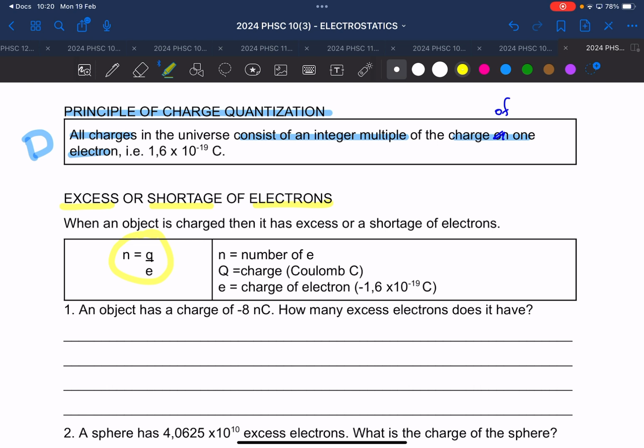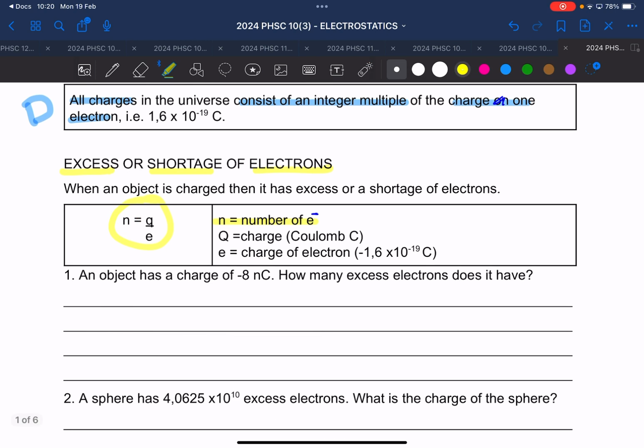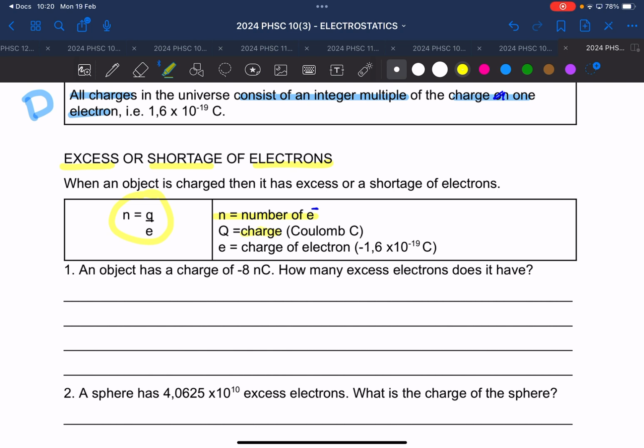Okay. But you have this formula on your data sheet. It will be given to you in a test or exam. Yours is just a capital letter Q. Okay, but it means the same thing. So if you want to know how many electrons, so N stands for the number of electrons something has an excess or shortage of, then you're going to take the charge of the object divided by the charge of an electron, which will be this thing E on your data sheet. Okay, so let's see how this works.